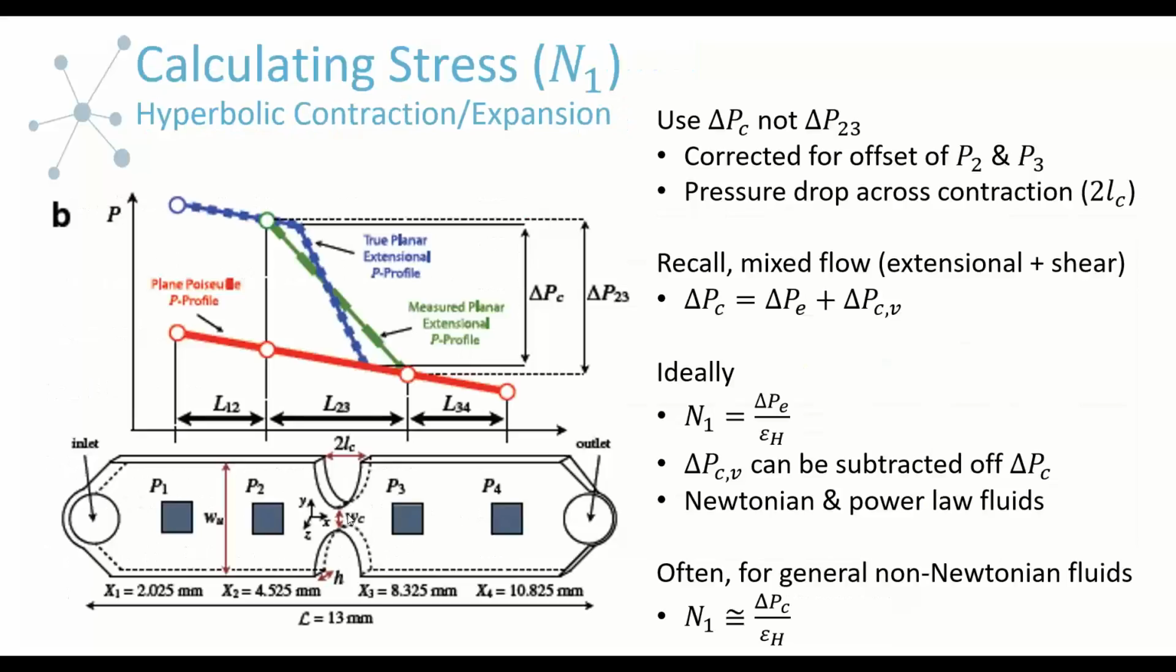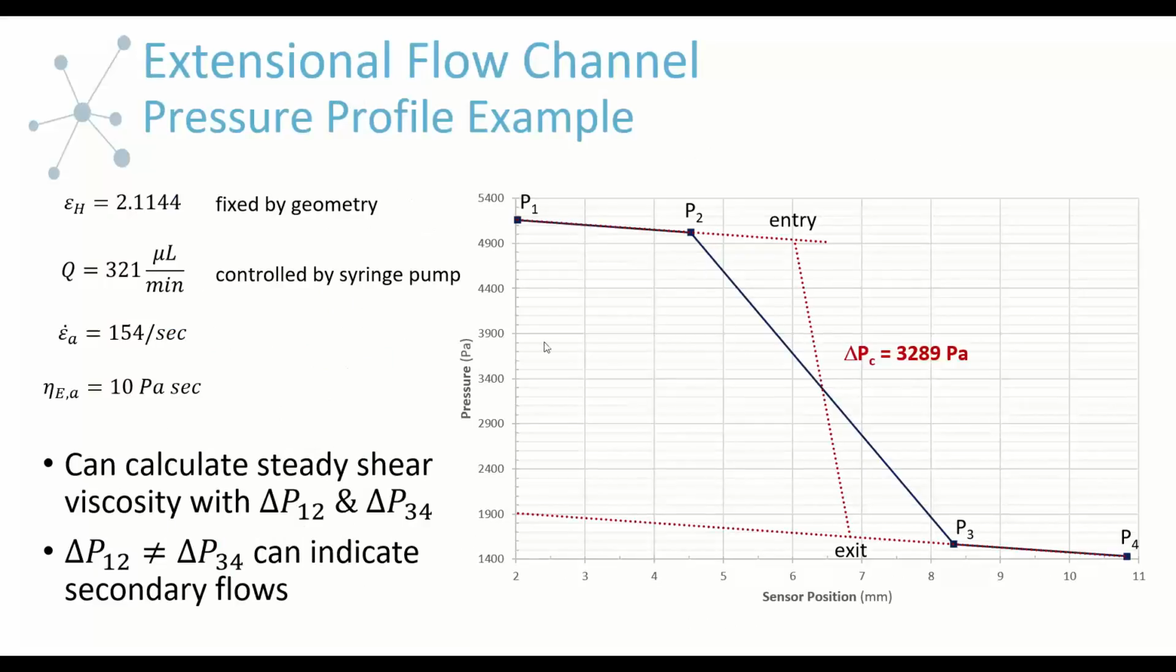So let me jump back, not to be too confusing here, but the way it's set up, the pressure sensors are set far enough upstream and downstream of the contraction that you do have a nice fully developed steady shear flow field before and after. So we can actually use that pressure drop to calculate the steady shear properties.